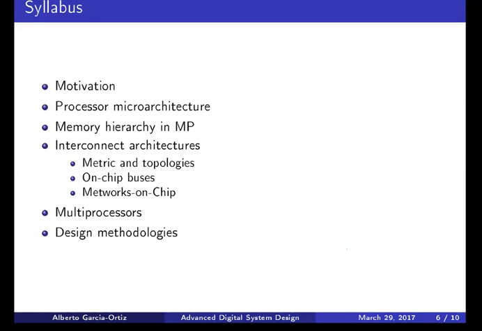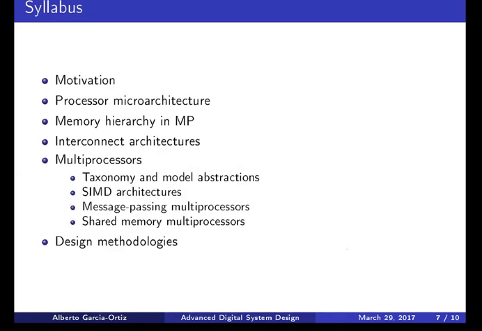In order to develop a multiprocessor system, the third step that we are to discuss is the so-called networks on chip. This is something like an internet, but for connecting the cores that you have in your system on chip. After covering these points, processor, memory, and interconnects, we are going to review again the architectures for multiprocessors.